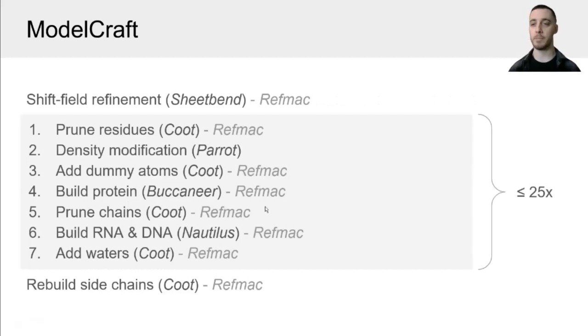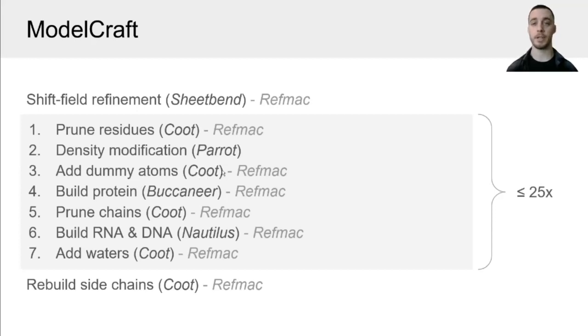And this is how the pipeline looks at the moment. I'm just going to go through this briefly, and then I'll show a bit more of a visual example. If you provide an input model to ModelCraft, it refines that with sheetbend and then refmac, and then a single cycle of ModelCraft has these 7 steps. Firstly, it prunes residues using Coot. That is only done if the resolution is better than 2.3 angstroms. Then it uses Parrot for density modification to try and improve the map. It adds dummy atoms into the map using Coot and refines those.